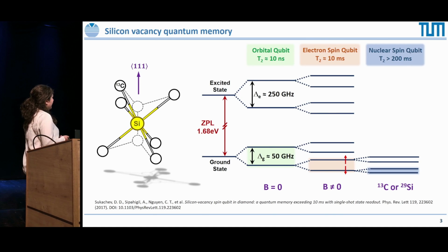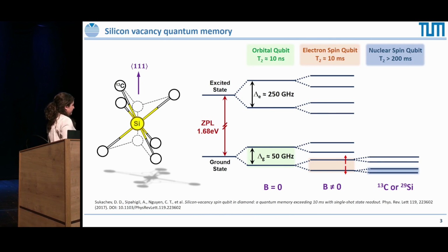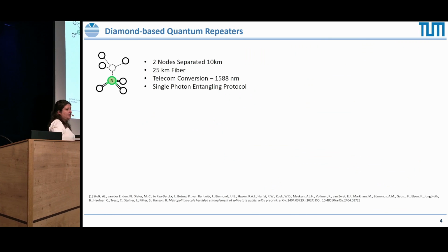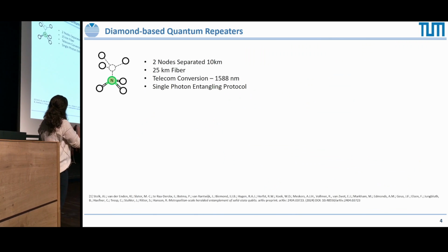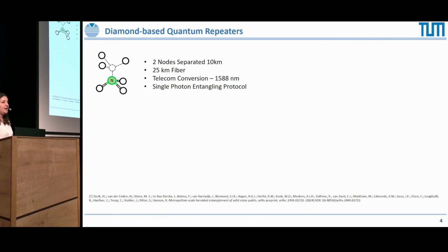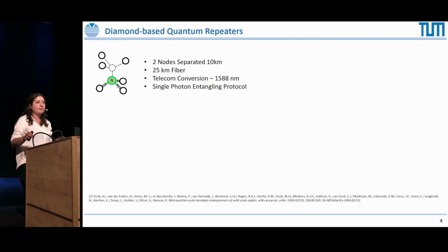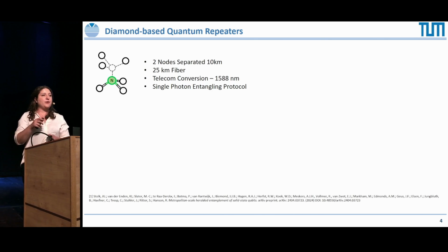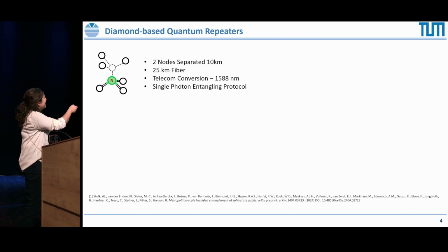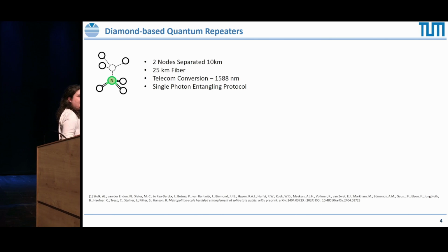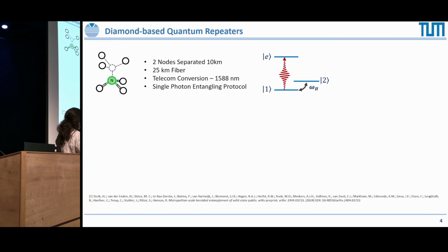Just briefly, to show that diamond is a nice candidate to build a quantum network, I'm going to show you two reports of diamond-based quantum repeaters on metropolitan scales. The first one was done at TU Delft using NV color centers in diamond. There they have two diamond nodes physically separated by 10 kilometers, and the quantum information ran over 25 kilometers of fiber. Of course, they needed a telecom conversion up to 1.5 microns because the zero phonon line of this defect is 637 nanometers. And the protocol they used is very simple.